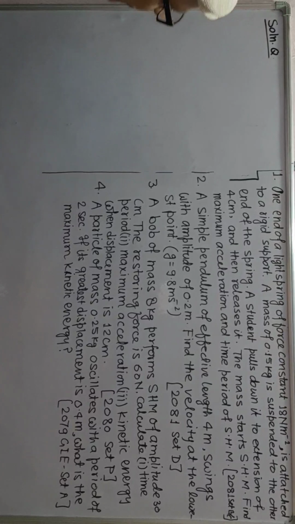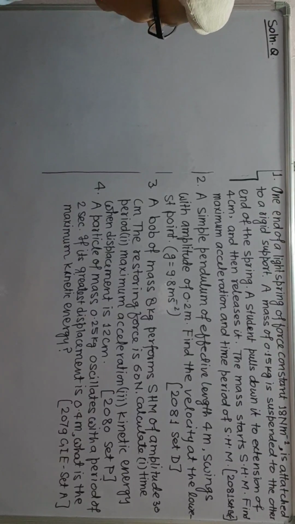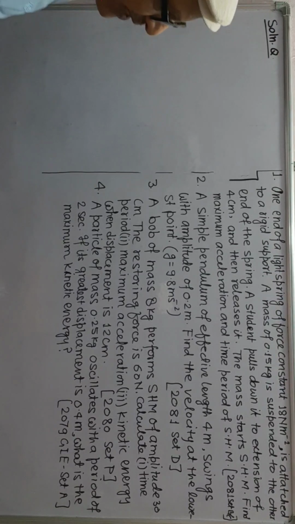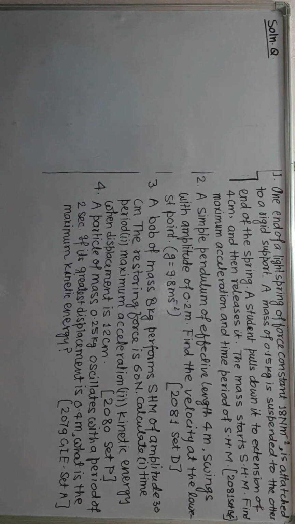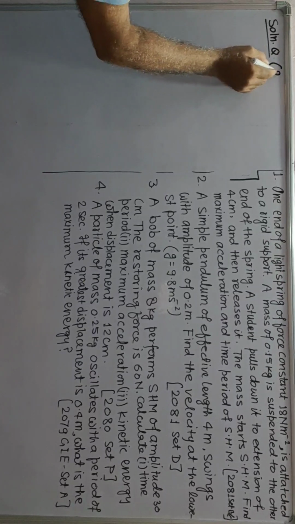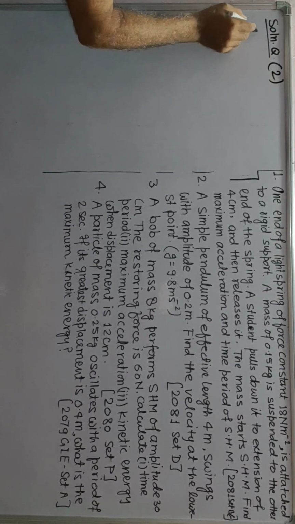Next question number 2. The question is, a simple pendulum of effective length 4 meter swings with amplitude 0.2 meter. Find the velocity at the lowest point. Acceleration due to gravity is given to be 9.8 meter per second square. So, solution to question 2.